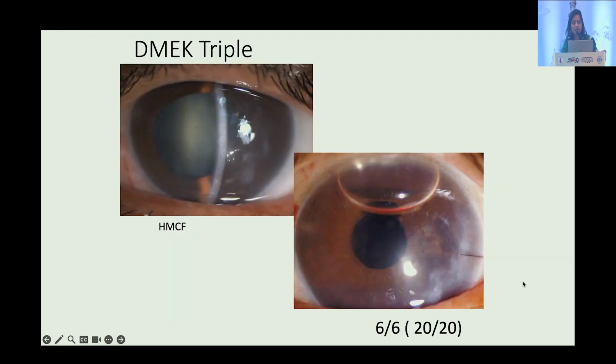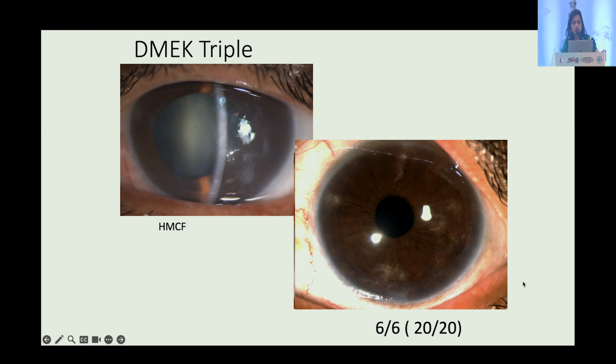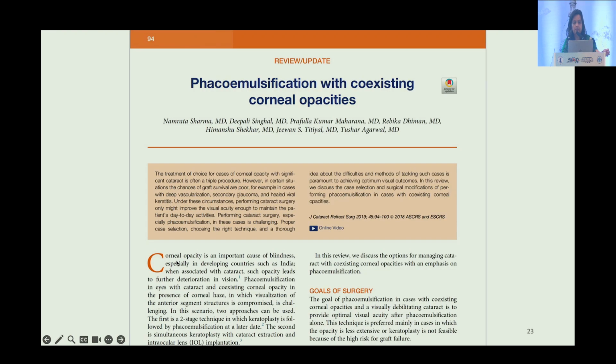Now this is the case in the postoperative day 1, and subsequently this is the case in the postoperative month 1. So even your fellow ophthalmologist cannot make out that there was ever a DMEK graft done. Sometimes even I get confused and I have to make the patient sit again on the slit lamp to see that there is an edge of the graft. It is so physiological. So this is what we published, phacoemulsification with coexistent corneal opacities.